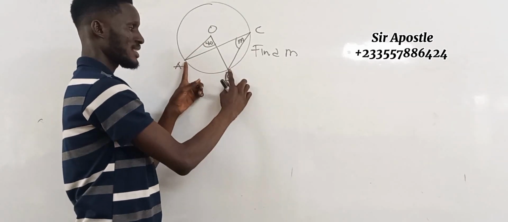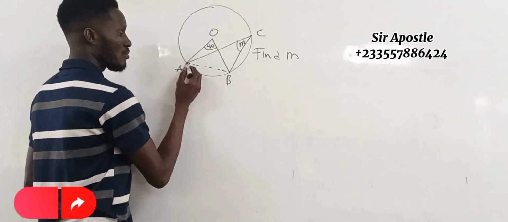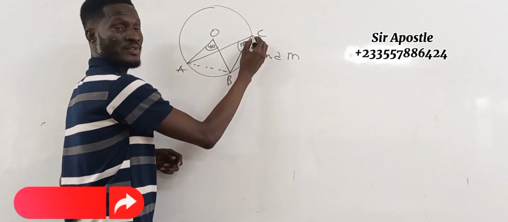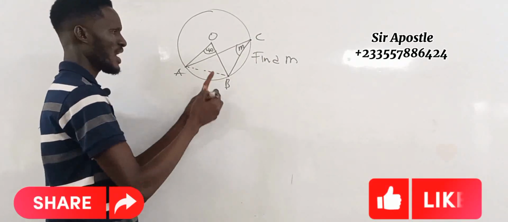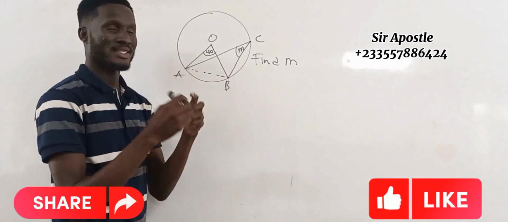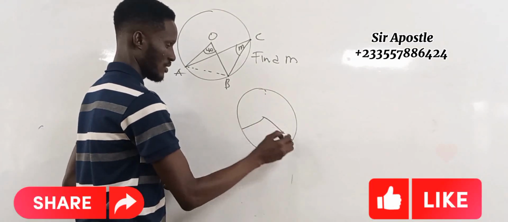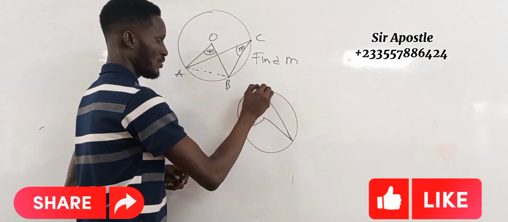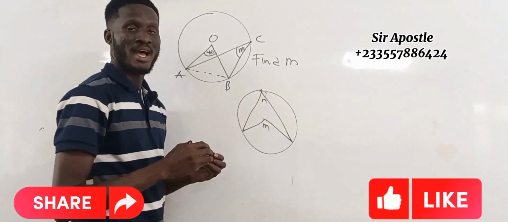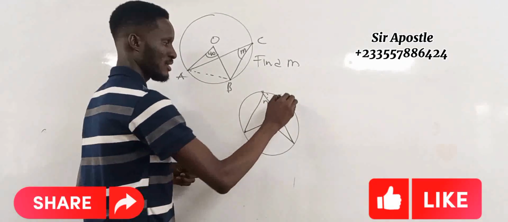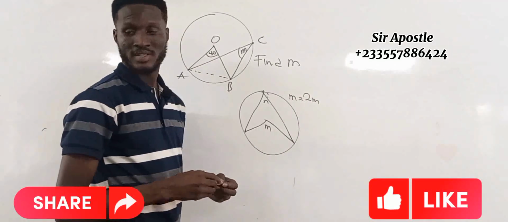Now the same chord AB, this is the chord AB. The same chord AB, this one moves to here, which is the circumference. This one also moves to here, which is the circumference. So how can we get the angle for M? We said that if the angle formed at the center is M and here the angle at the circumference is N, then the center is equal to 2 times the angle at the circumference of a circle.